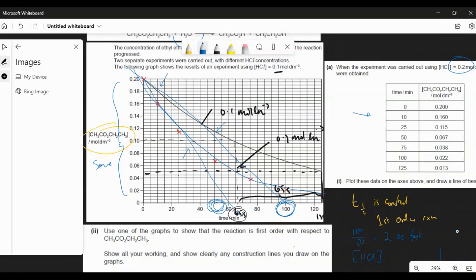Okay, I'm messing this up big time, but I hope you get it. I don't want to re-record this. But what we're doing is we found the rate at the steepest one. That's the gradient of the first one, divided by the gradient of the second one, and you get it's twice as fast when it's 0.2 molar. Therefore, we have doubled the concentration of HCl, and the rate has doubled. Therefore, it must be first order with respect to the HCl.